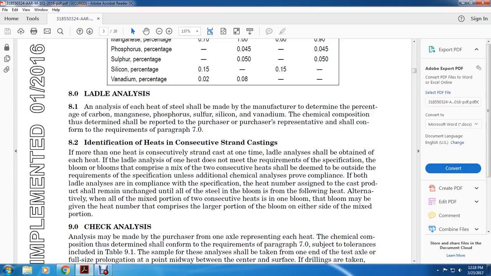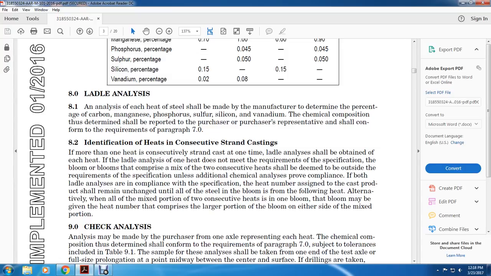If more than one heat is consecutively strand cast at one time, the ladle analysis shall be obtained from each of the heats. If the ladle analysis of one heat does not meet the requirements of the specification, the bloom or the blooms of the compromise. The mix of the two consecutive heats shall be deemed to be outside the requirements of the specification unless additional chemical analysis proves compliance.